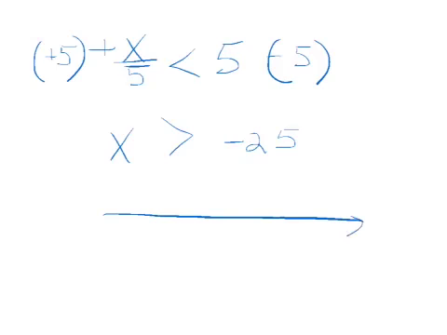So our ultimate solution, when we graph it, is going to be -25, and the circle is clear because the solution does not include -25, and then it's x greater than -25, so we make the arrow go that way.